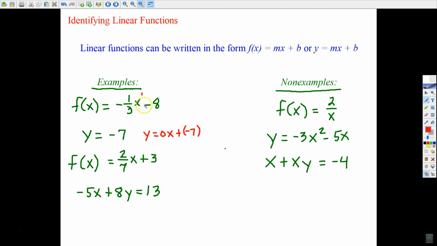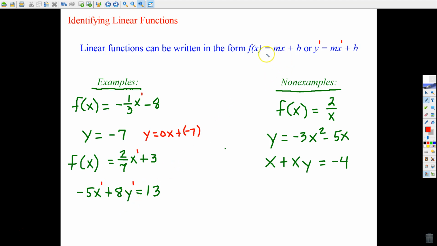This one's about like the first one. Notice that x has an exponent of 1, which is required. Both y and x have to have exponents of 1 in order to be truly linear, and that's true here as well. x and y both have an exponent of 1.